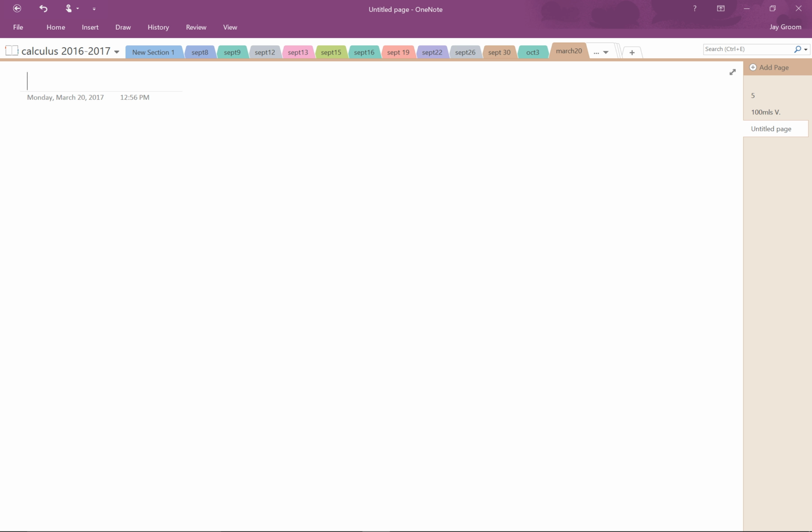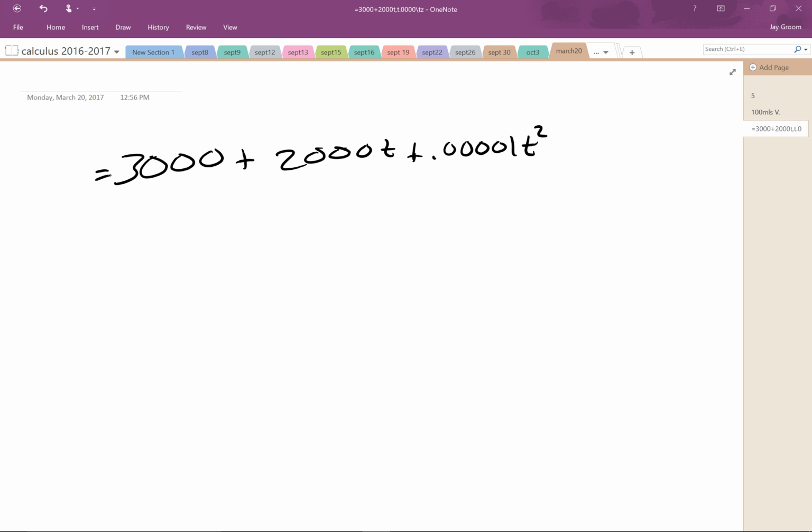The traffic flow past a certain point on a highway is 3,000 plus 2,000t plus 0.0001t squared. And this is traffic flow, and it's Q of T, where T is in hours. How many cars pass by between 8 and 10 a.m.?